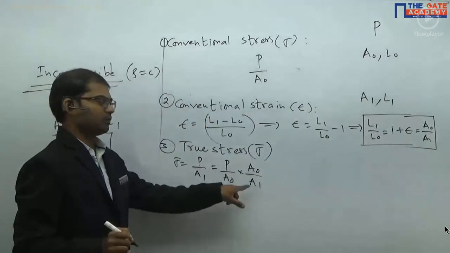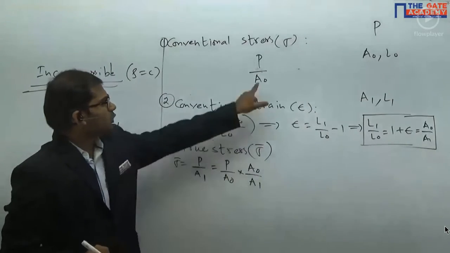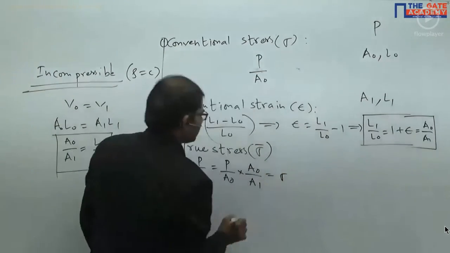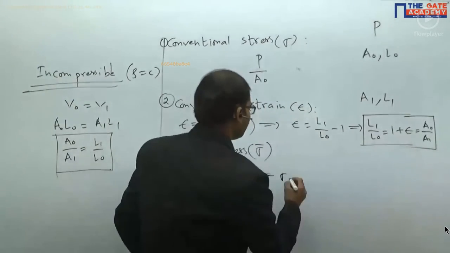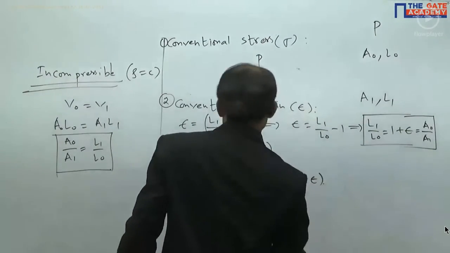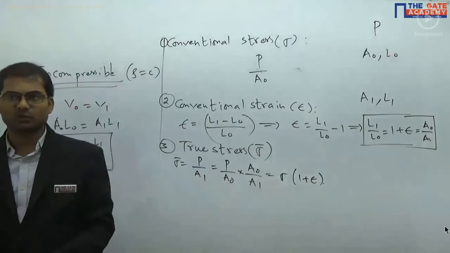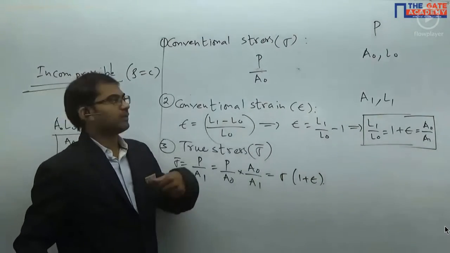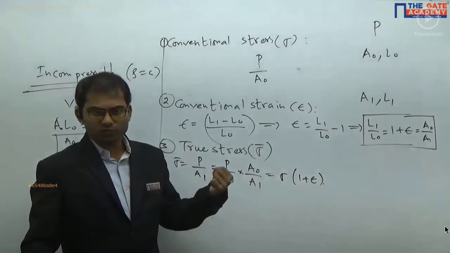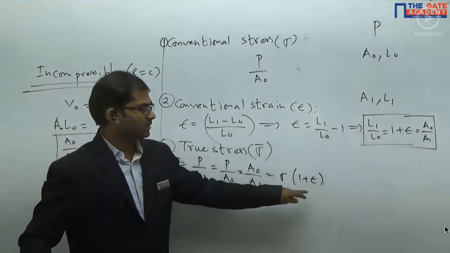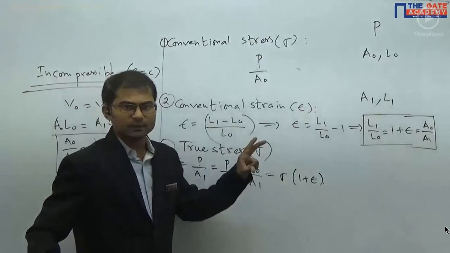So P by A0 into A0 by A1 here. P by A0 is already known to us, that is sigma, the conventional stress. A0 by A1 is simply given as 1 plus epsilon. So it is sigma of 1 plus epsilon. Once we get conventional stress and conventional strain, for an incompressible material we can easily evaluate the true stress by multiplying this product, sigma of 1 plus epsilon.